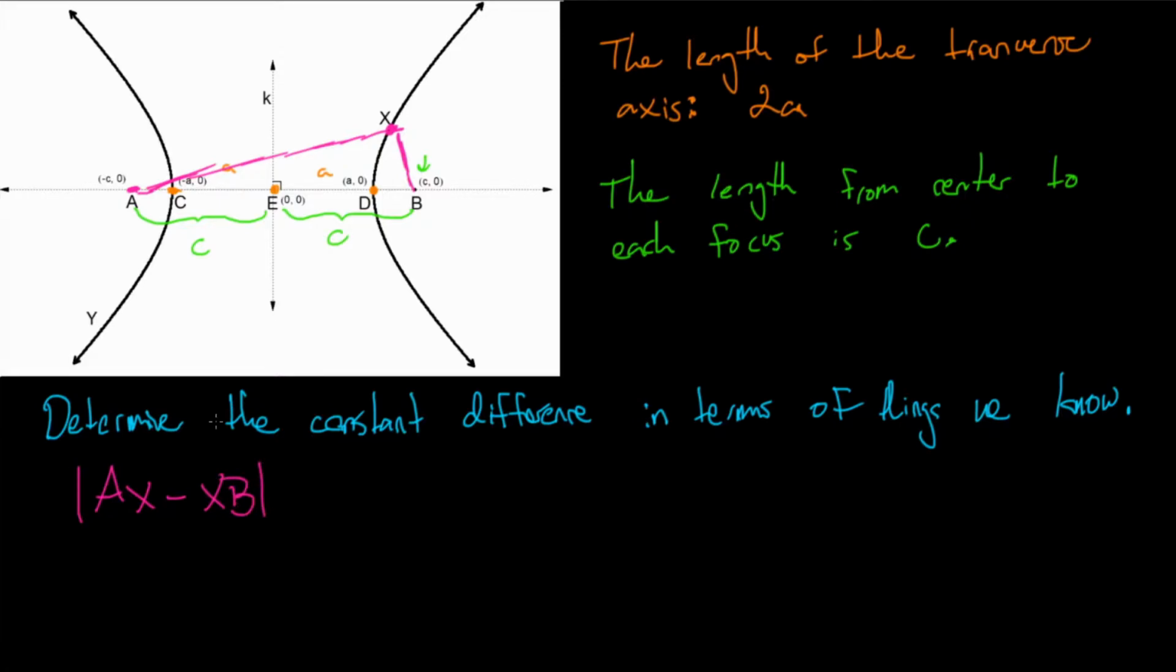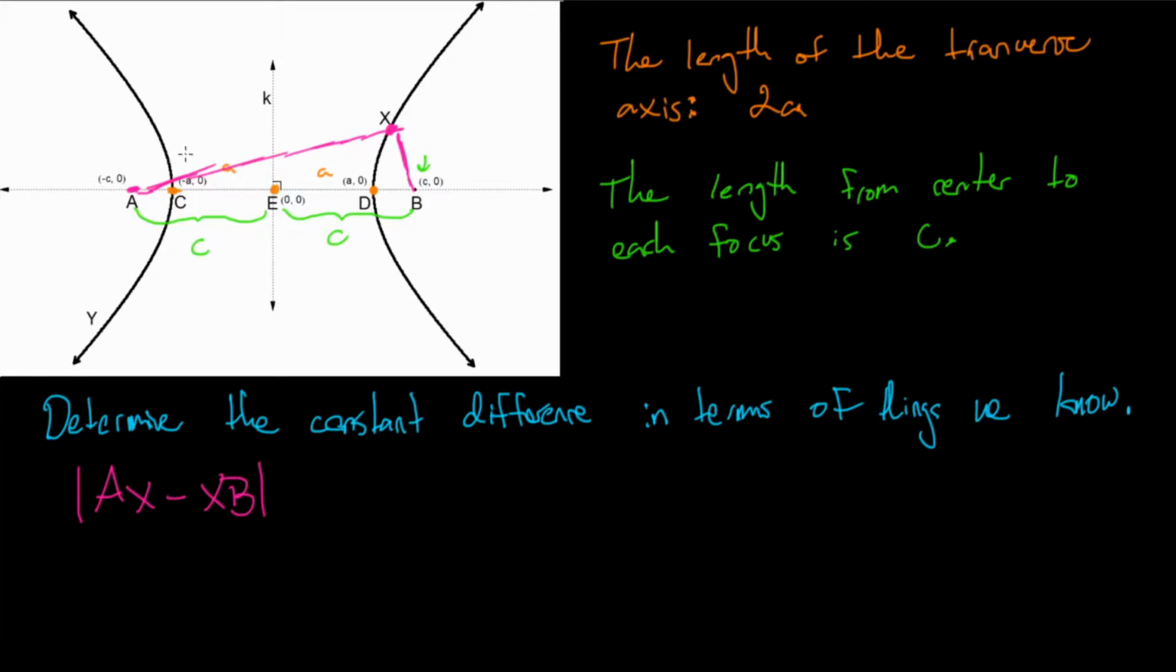What is that length? I'm putting absolute value. This will clearly be a positive number because AX is longer. But if I had chosen a point on the left branch of the hyperbola, AX minus XB would have been a negative number. But I want that to be a distance, so I'm going to throw absolute value bars around it.